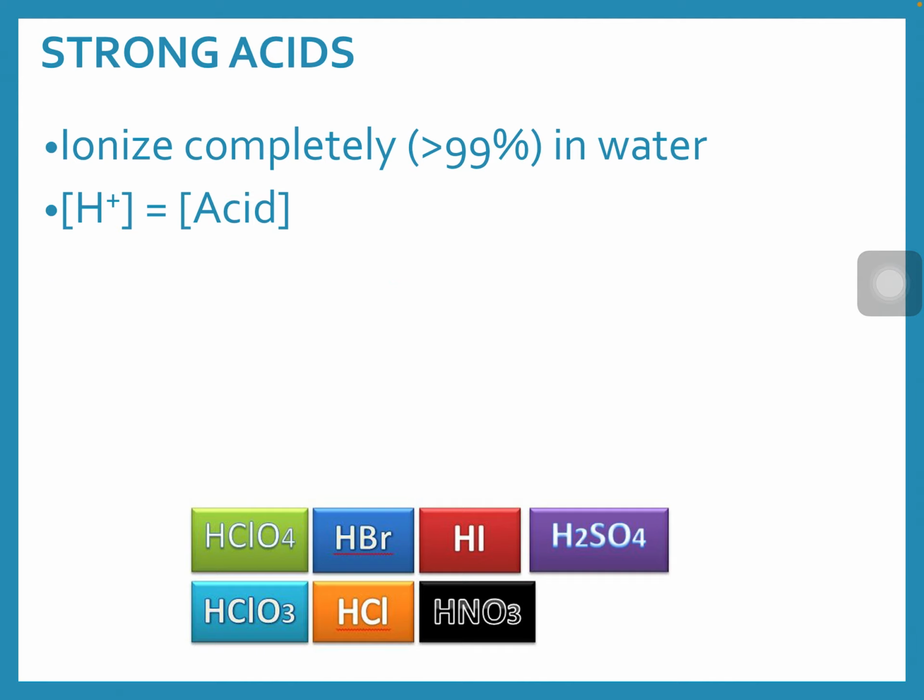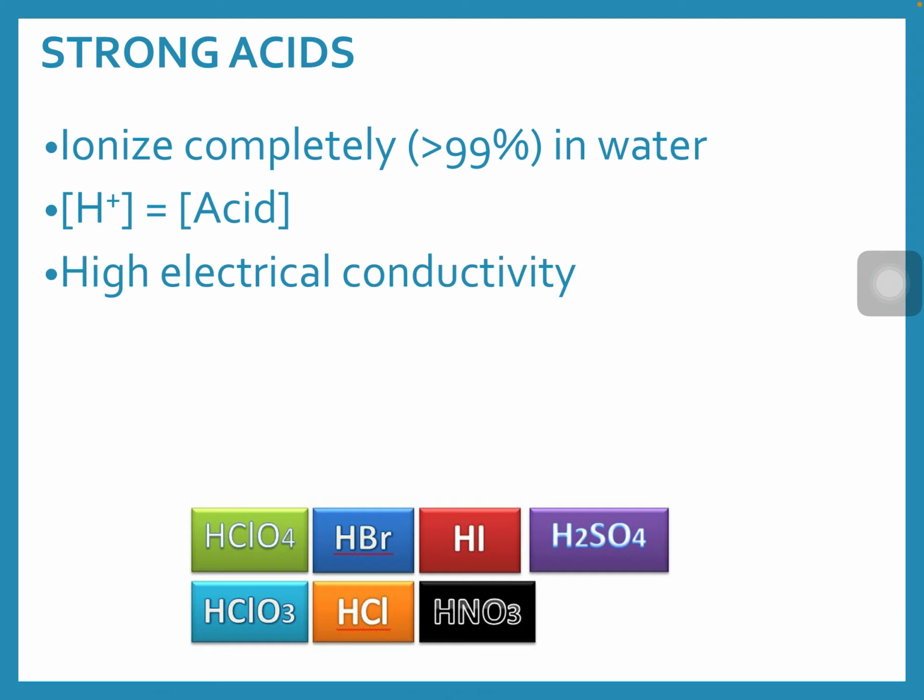Because all of the acid is going to ionize, our concentration of hydrogen is going to be equal to whatever our concentration of the acid was. So if I have a 1.2 mole per liter solution of hydrochloric acid, then once I have that in water, that means that I have 1.2 mole per liter concentration of hydronium ions. Because I have so many ions in solution, there's going to be a high electrical conductivity. The pH is going to be very low.